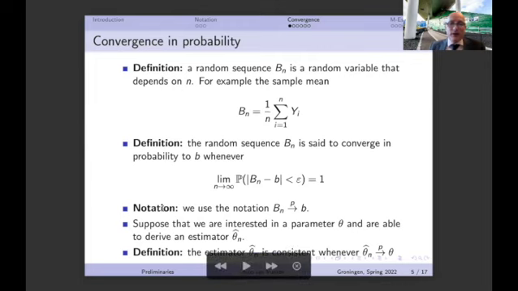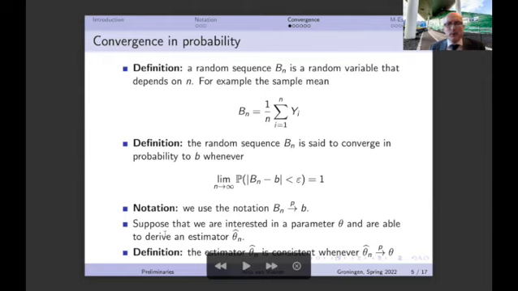Well, the notation that we're going to use generally is that at the moment that the random sequence Bn is going to converge in probability to b, then we're going to use this right arrow. Bn converges to b, and we're going to place a p above it in order to indicate that this is convergence in probability.